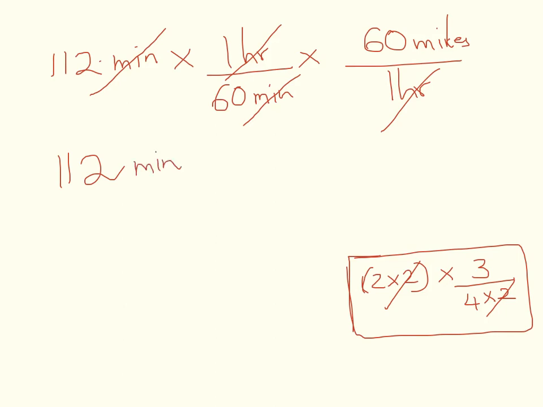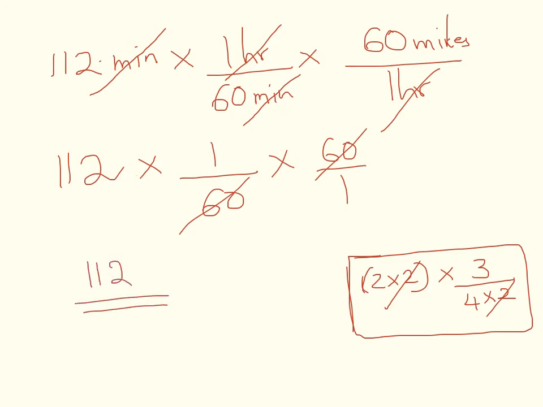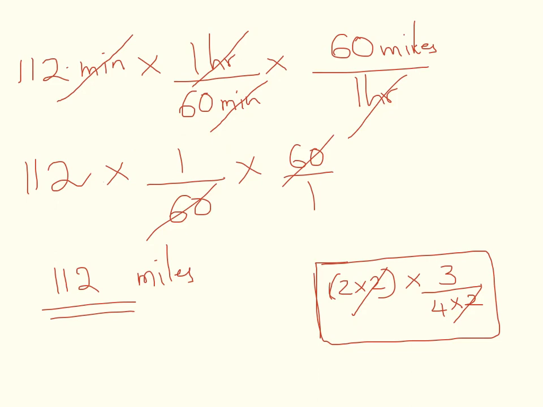So then what you will be left with is a calculation: 112, excuse me, minutes got cancelled. 112 multiplied by 1 over 60 multiplied by 60 over 1. This cancels, divides, and you're left with 112. Answer, 112 miles. So what does that mean? That means that in 112 minutes, the car travels 112 miles.